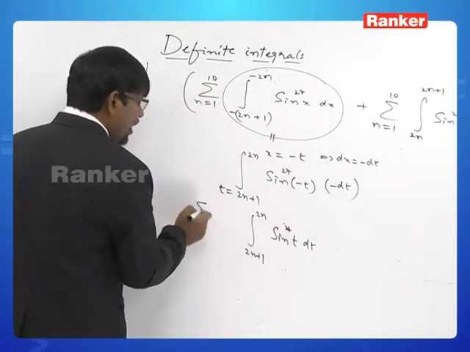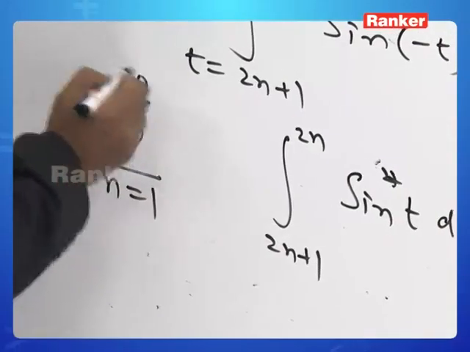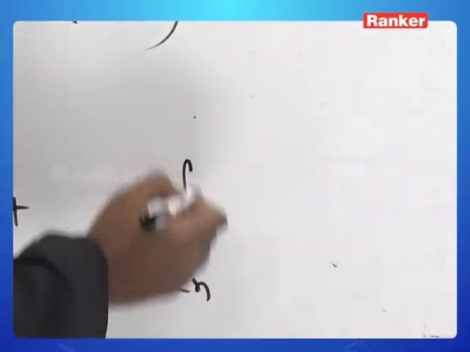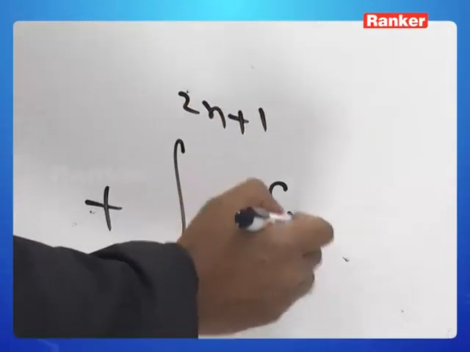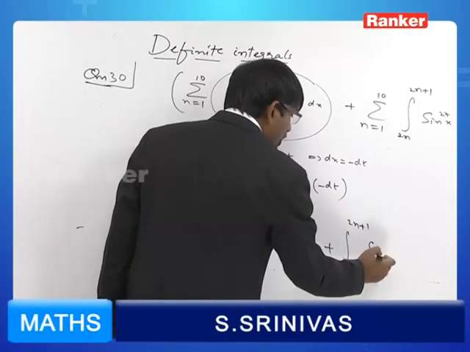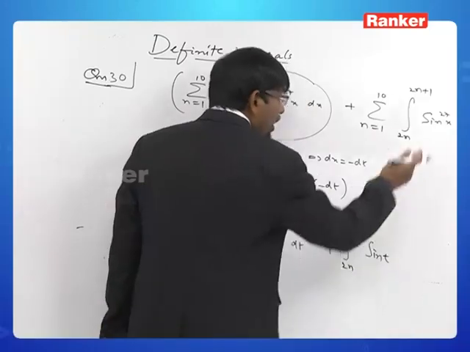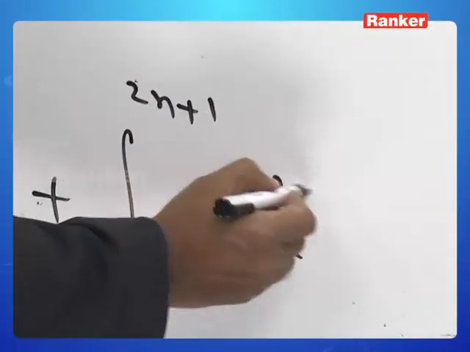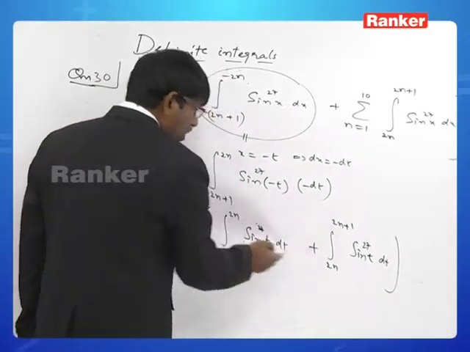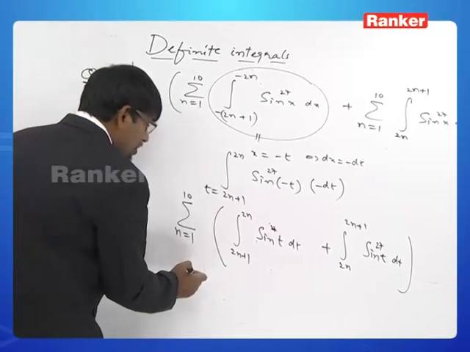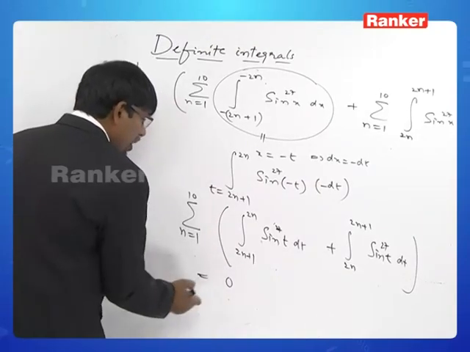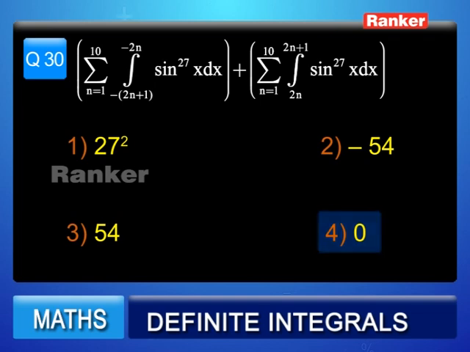Now, the summation being the same, we can write it into one single summation, and then we have here 2n to 2n plus 1 of sin x raised to the power 27 dx, but x or t, it is a dummy variable in this integral. So, I can rewrite x, put x as t there. So, sin t raised to the power 27 dt. And now these two are negatives of one another clearly. So, they cancel each other. So, each term in the summation will be 0. So, we get summation of zeros. So, the answer is 0. Therefore, option 4 is the right answer.